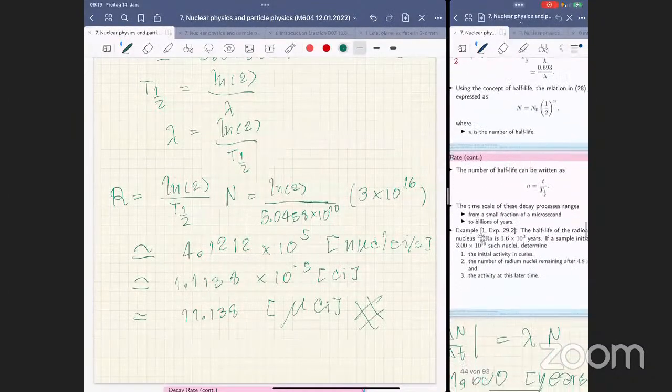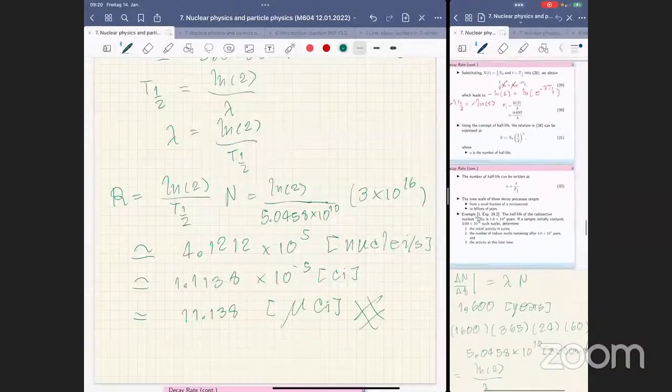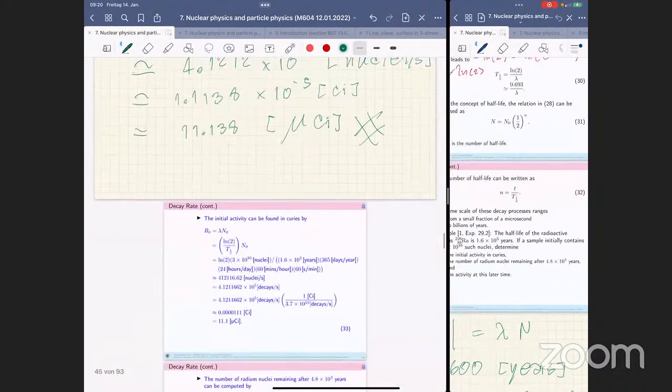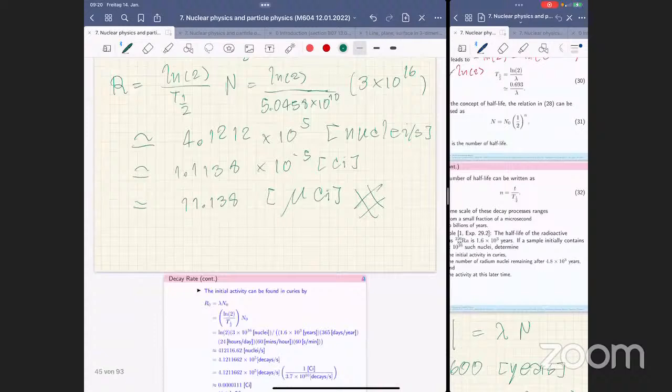The next one is the number of radium nuclei remaining after 4.8 times 10 to the 3 years. If you want to find the remaining amount, you just try to find the number of half-lives, which is the multiple integer of the half-life. So you have t divided by T half-life, right? What is that? 4.8 times 10 to the 3, only 1,000, divided by 1.6 times 10 to the 3.